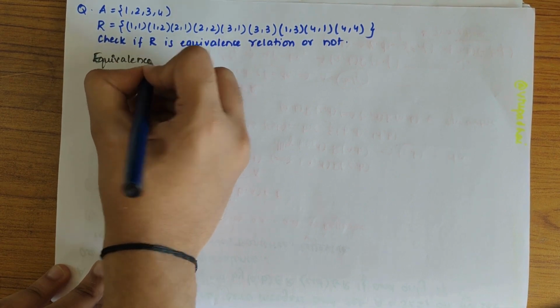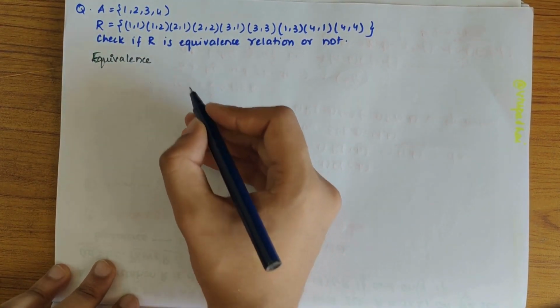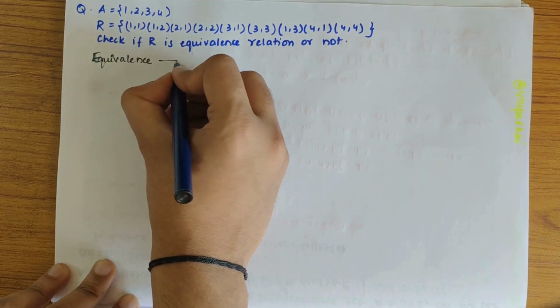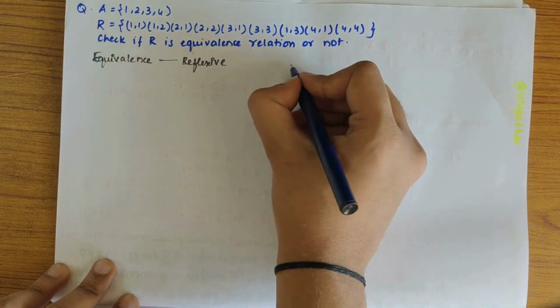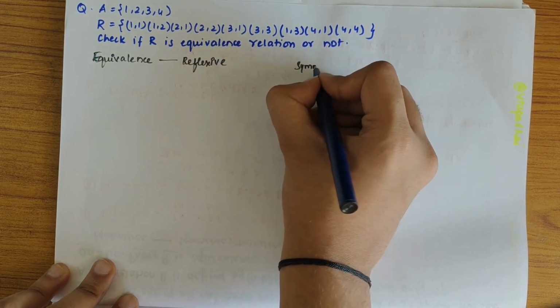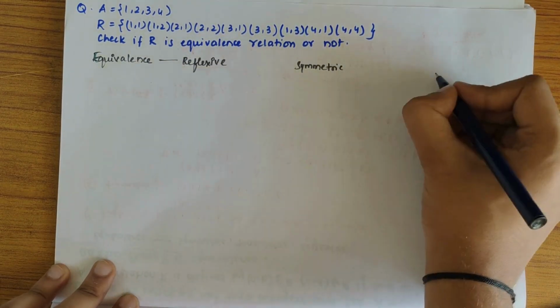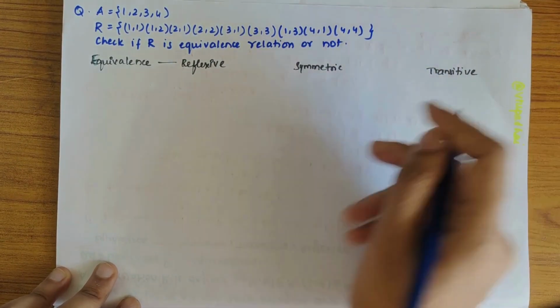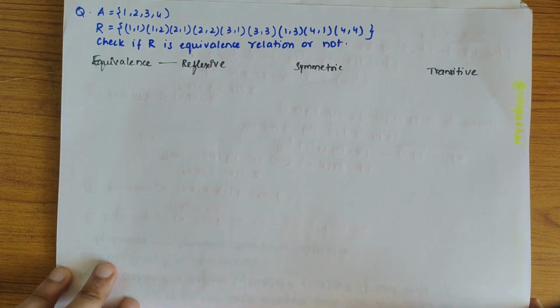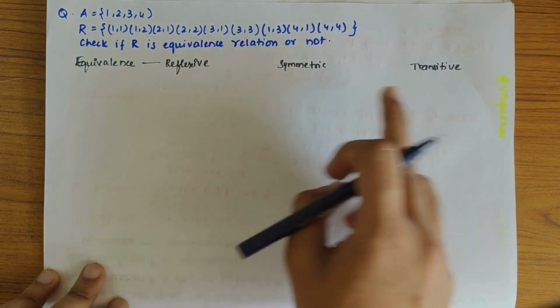for a relation to be equivalent, it has to satisfy the three conditions. That is, it has to be reflexive, it has to be symmetric, and it has to be transitive. Then only it is said to be an equivalence relation. So now let's look into these one by one.